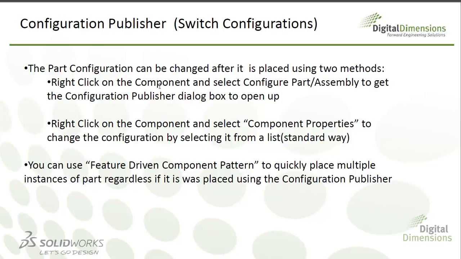When you have a configuration that was brought in with this configuration publisher tool, there are 2 ways to switch the config. So one of them is you can right click on the component and there's a selection of configure part / assembly, or you can right click on the component and you'll get to component properties. So either way, you can swap out the configuration. And you can also even use this with the feature-driven component pattern to quickly place a bunch of components at one time. I'll try to show an example of that.